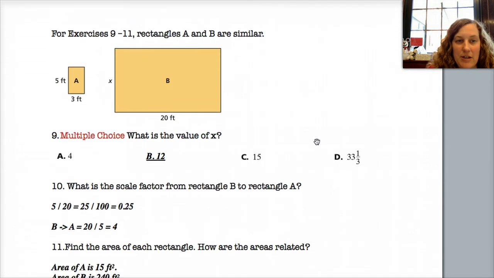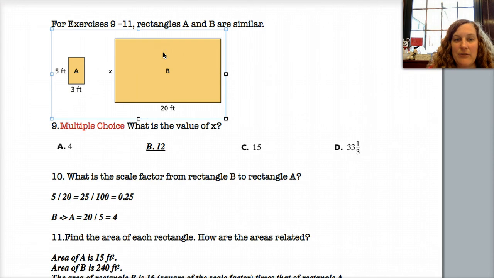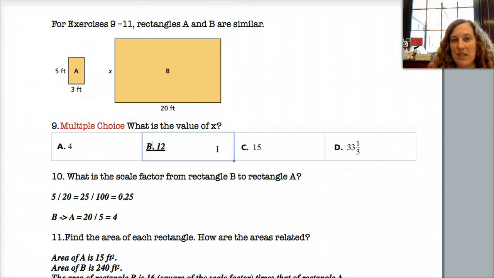Moving on, for exercises 9 through 11, rectangles A and B are similar. What is the value of x? Now this is one of those cases where they're not lined up right, so you don't want to think that 3 corresponds with 20, because it doesn't. 5 corresponds with 20. So if you flipped this one on its side, you see that the short side is 3, which corresponds with x. The long side is 5, which corresponds with 20. So I can tell that the scale factor is 4 because 5 times 4 is 20. So 3 times 4 must be 12 to give us x, so x is 12.